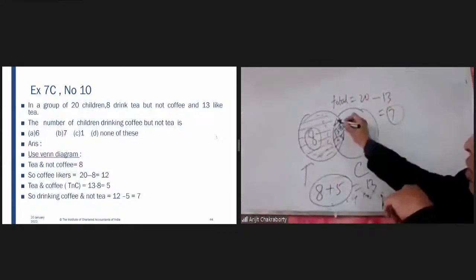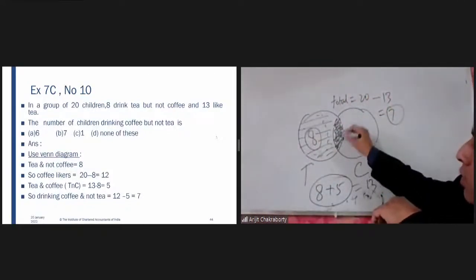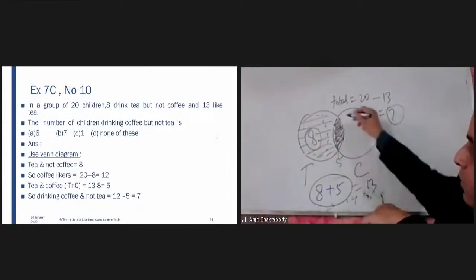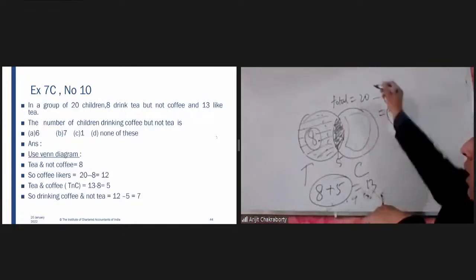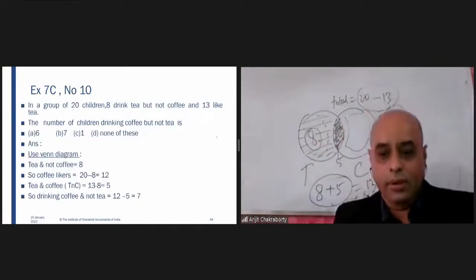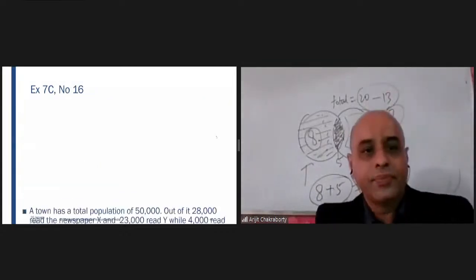So we got this common part. This common part is 5. This portion is 8. This common part is 5. So the white part which you see here has to be 20 minus 8 minus 5. So it is 7. Okay, so this is an interesting question.